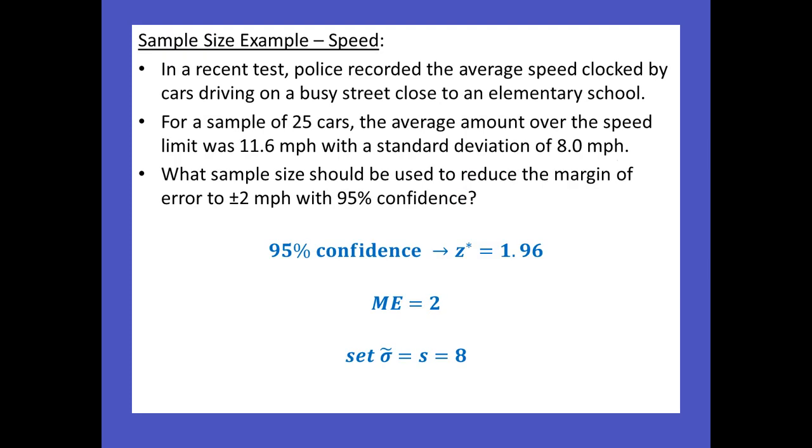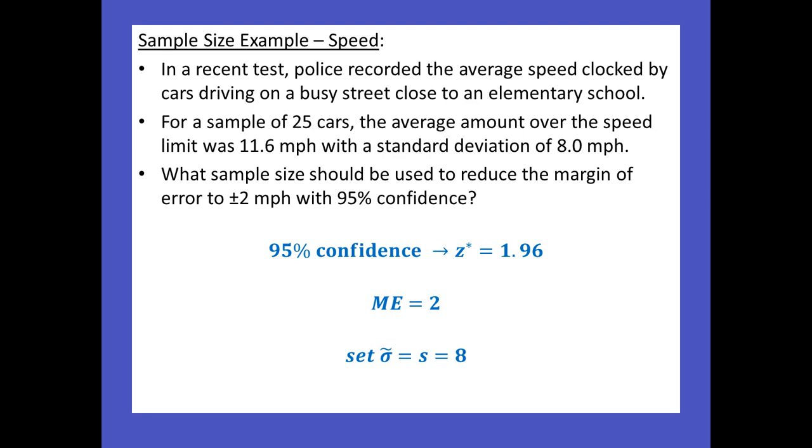If you round down, you're going to end up with a margin of error that's slightly too big. For this example, I think the best place to start might actually be the third bullet point, because that's telling us what we're supposed to be going after. We want the margin of error to be no more than 2 miles per hour with 95% confidence. So there are 2 things that we need.